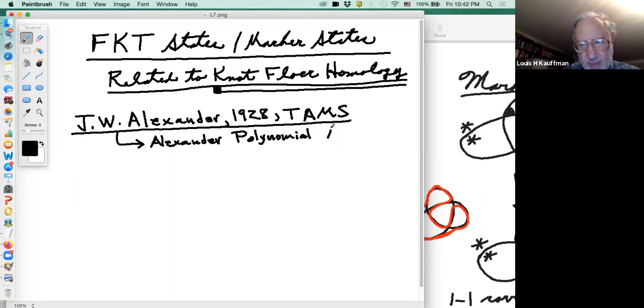Which is denoted by delta k of t for a knot or link k. I'm going to show you the definition that he used and show you how these states are related to that definition, a way of thinking about that definition. So what Alexander did was the following. He has a notation. I'll begin with this notation.